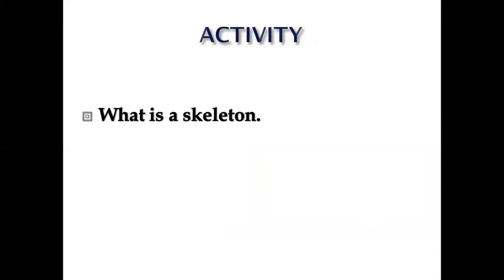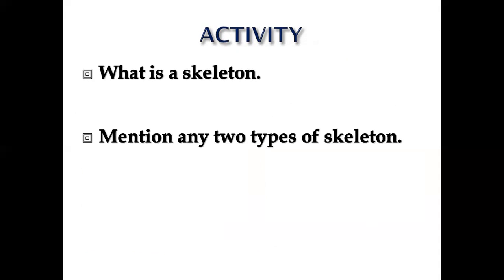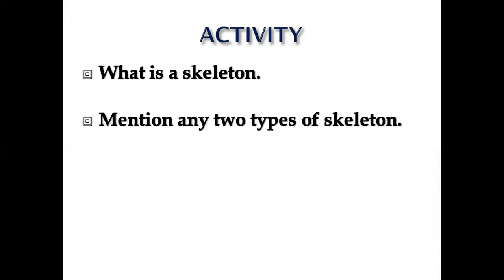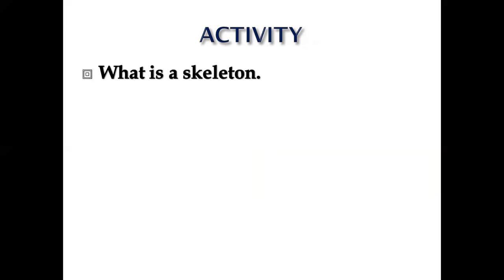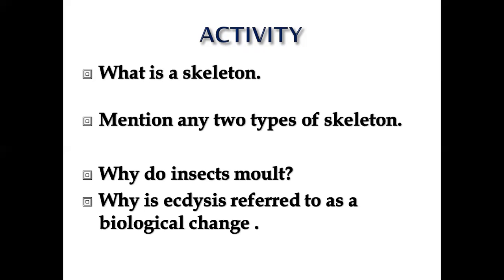And then finally, that's my activity. Number 1: what is a skeleton? Make sure you put a question mark. Number 2: mention any 2 types of skeleton. Number 3: why do insects molt? And then lastly, why is ecdysis referred to as a biological change? You also put a question mark.